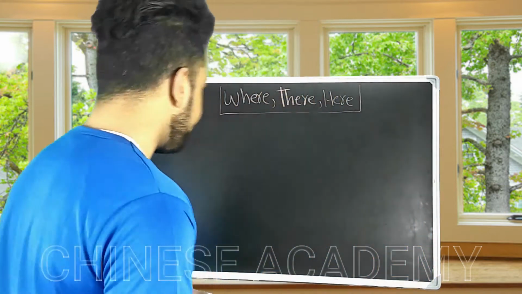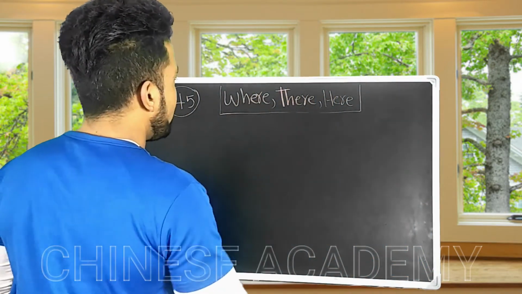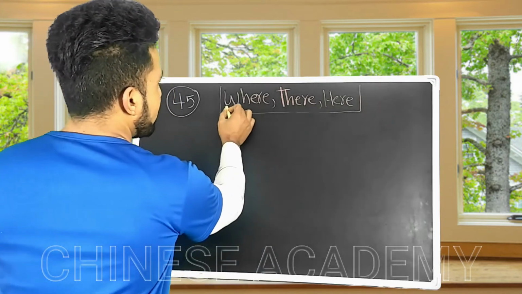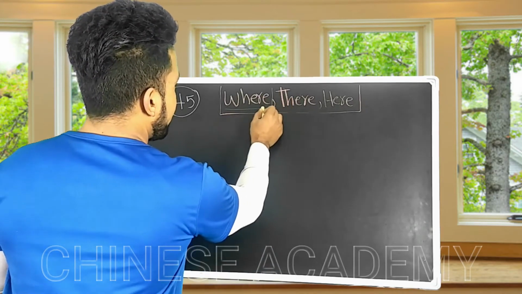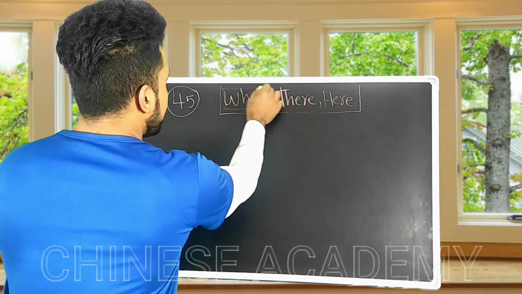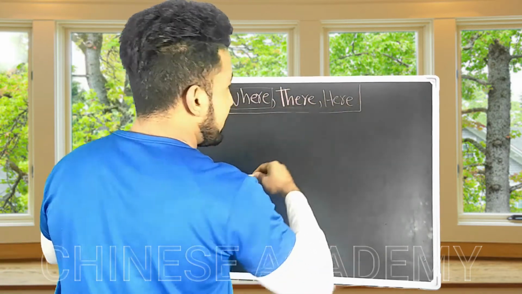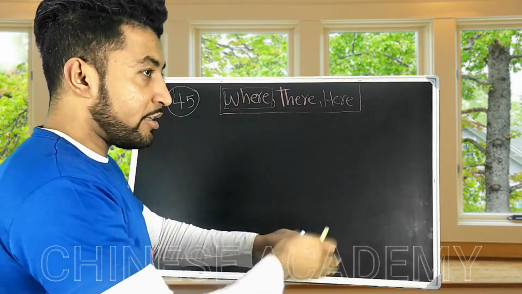Okay, so let's start. For these three words, we know that "where" is actually a question. We are asking a question with this word where. And these two are answers. For example, we are indicating to someone that maybe it's there, it's here.